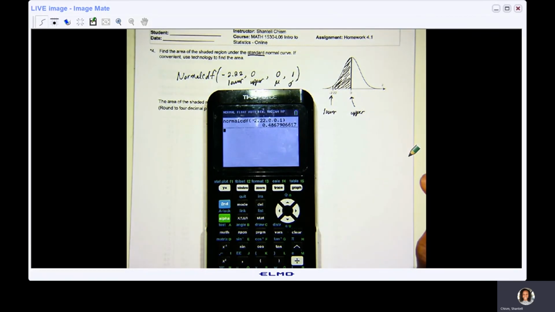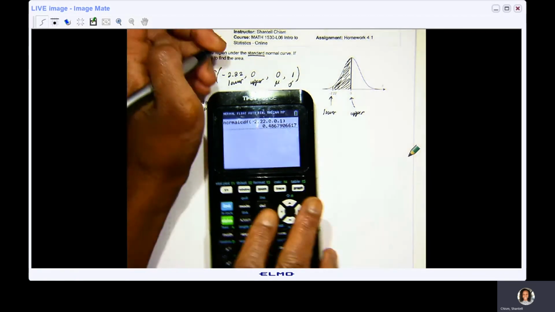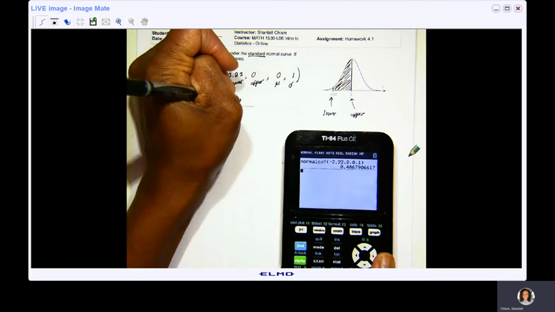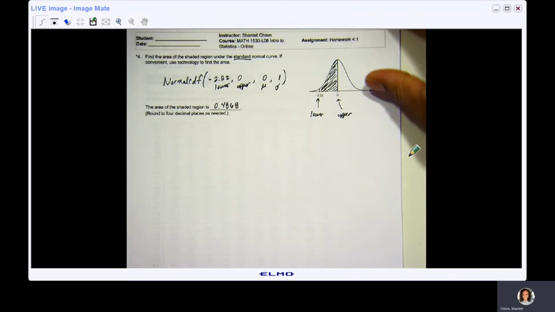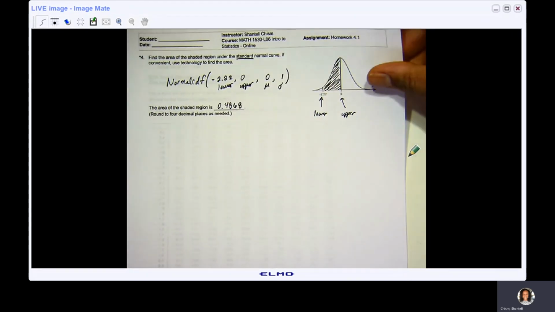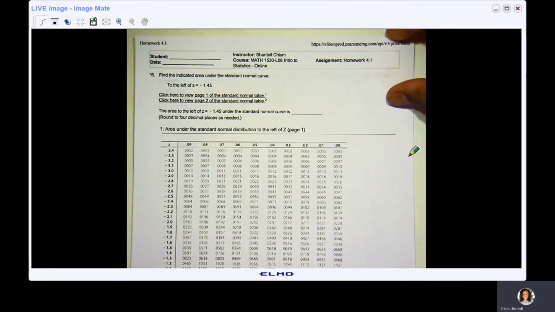And I get 0.4868, because the 7 is going to go up to an 8. 0.4868. Okay? Hopefully this is making really good sense for you.